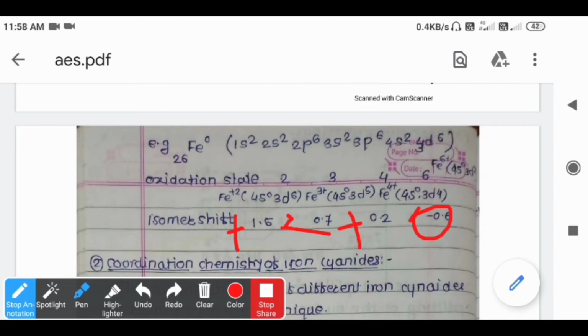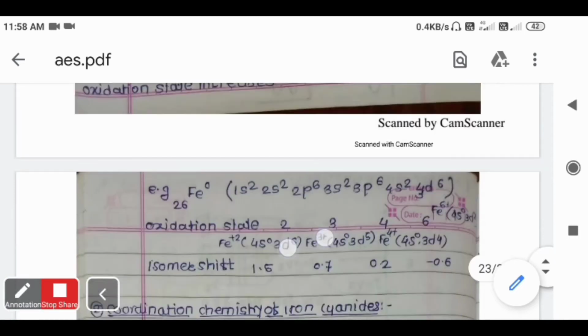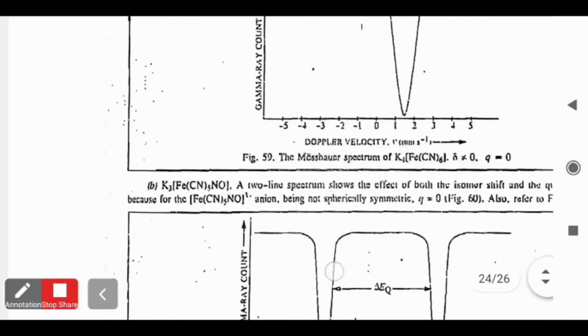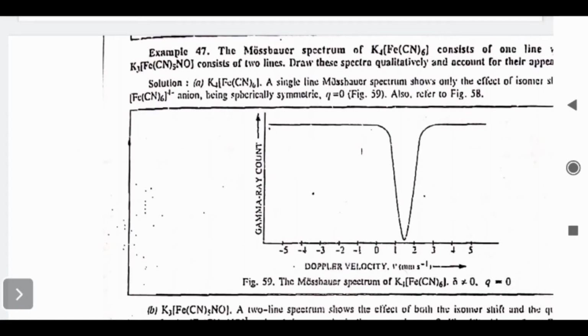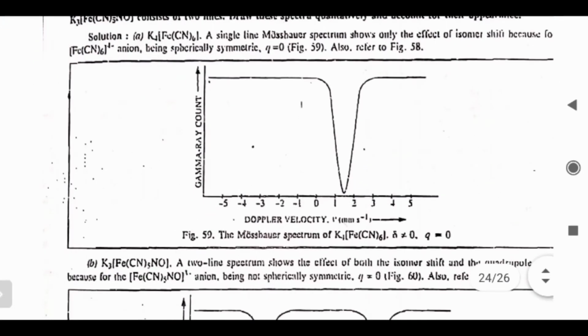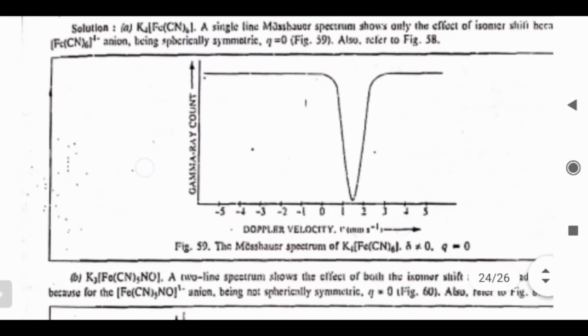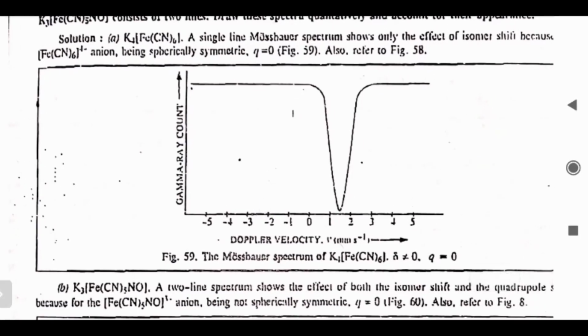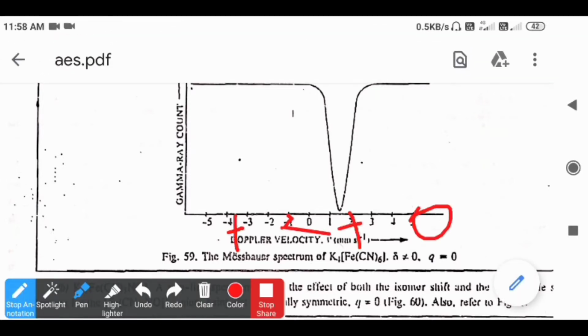The output of Mossbauer spectroscopy is nothing but the number of gamma ray counts against the Doppler velocity, as we have seen. This is not the exact iron spectrum, but we can take it as a reference. If initially we have iron in the +2 oxidation state, we get the spectrum on the most right side, around here.